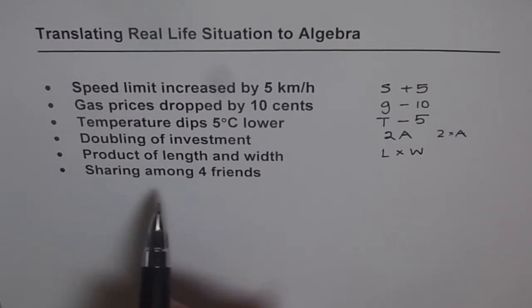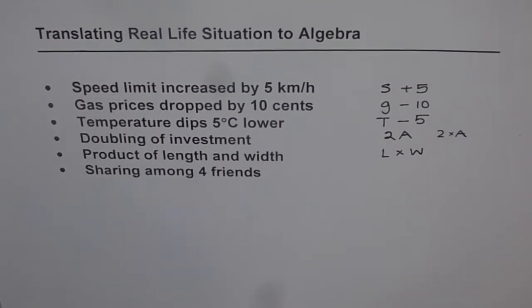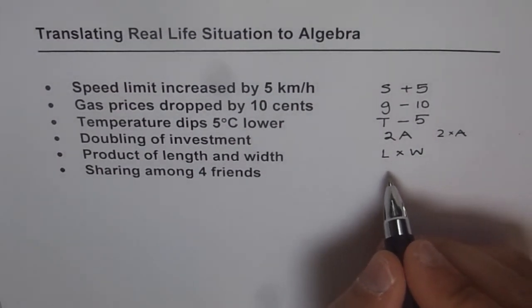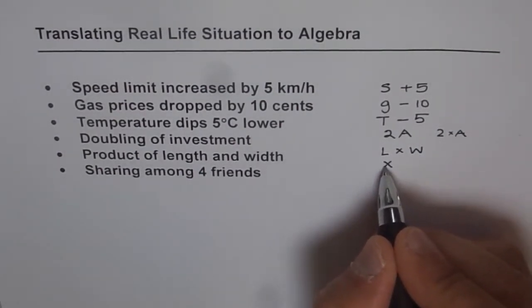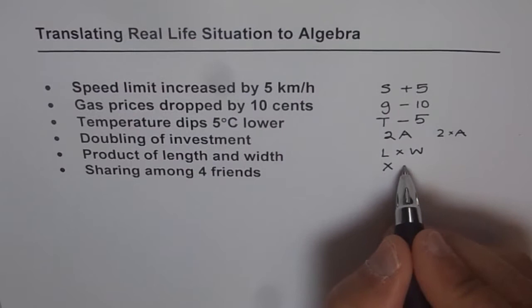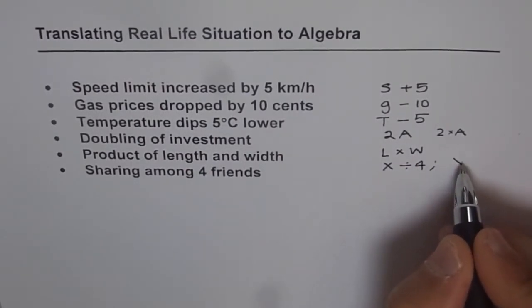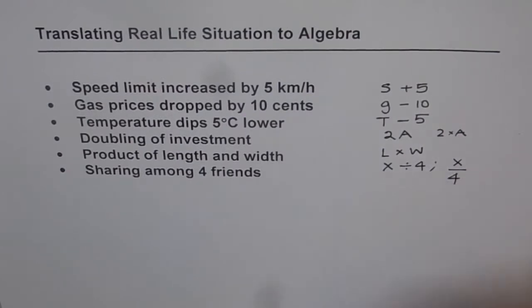Now, sharing among friends is always good to share, and sharing among 4 friends means you get quarter of whatever you have. So let us say you have X amount, and when you share with 4 friends, it gets divided by 4, which we could also write as X over 4, correct?